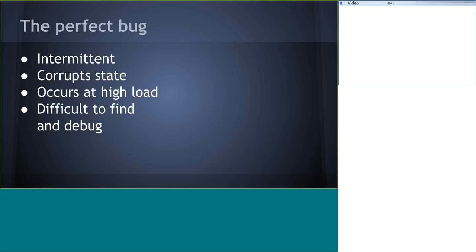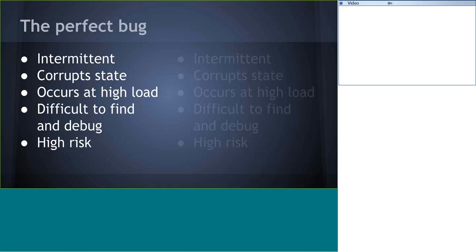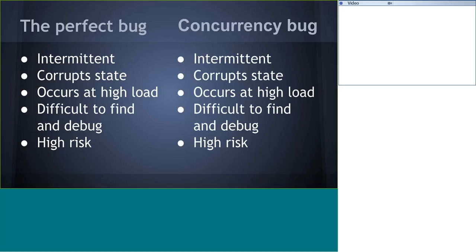It's difficult to find the bug, for the same reason that concurrency is hard to reason about: it's hard to figure out where these bugs exist and why they occur. And it's high risk. When you actually go in and fix the bug, let's say you figure out exactly what the problem is, are you confident when you make that fix that it's going to be correct and doesn't break anything else? Well, let's look at a concurrency bug. It has all these traits, doesn't it?